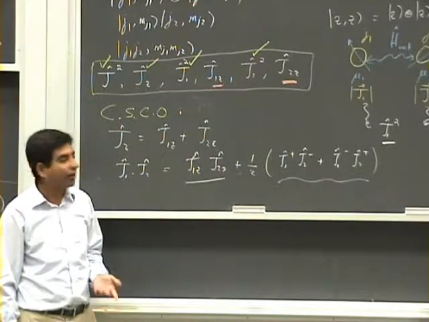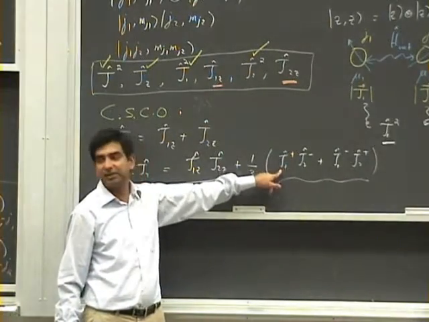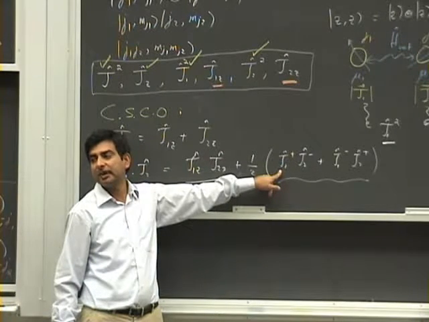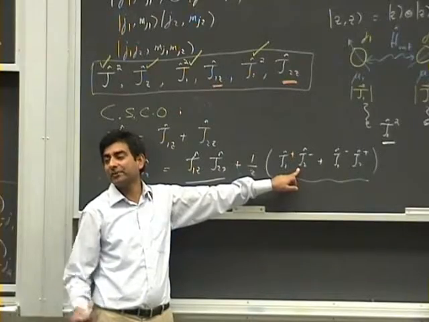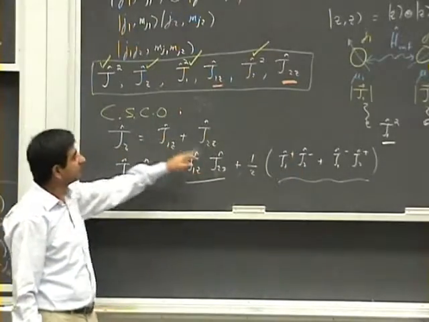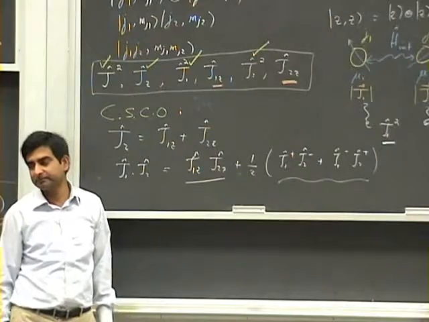Or you could express J1 plus as Jx plus iota Jy, and J2 minus as Jx minus iota Jy on the second part, and then compute the commutator explicitly.